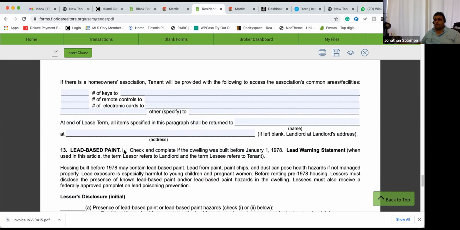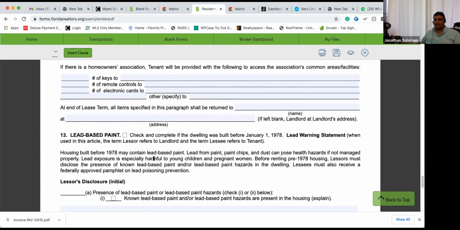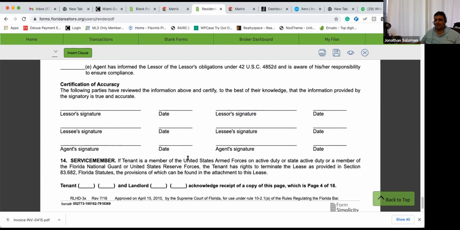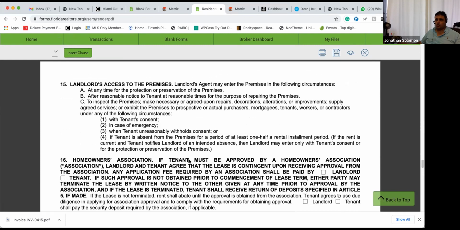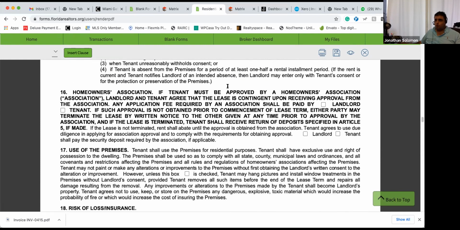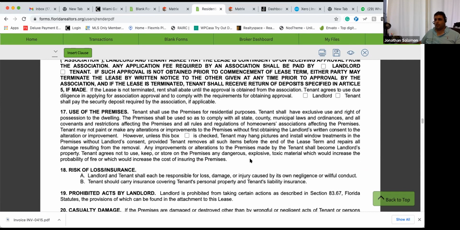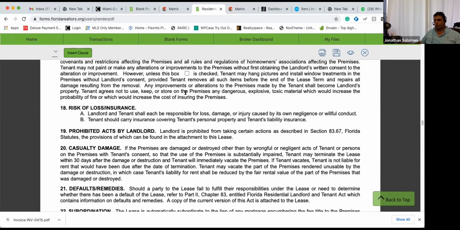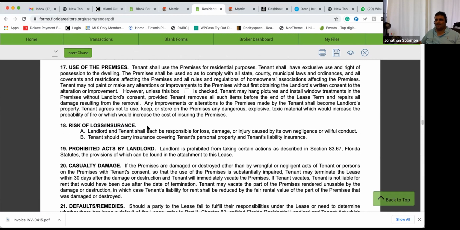Lead-based paint disclosure, again, very similar. We're going to select if it was built before 1978 and make the right selections here, and make sure that both parties sign the lead-based paint disclosure. Homeowner association approval, again, very similar. Who's going to be paying for the application? Who's going to be paying for potential deposits to the homeowner association? Use of premises: if the tenant is allowed to hang pictures, we can select that. Not allowed to hang pictures, I'm sorry, we're going to select that.